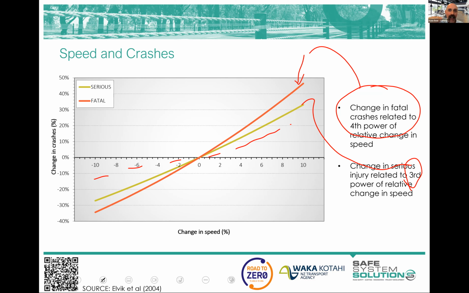So if you can bring speeds down, speed is just amazingly influential because it reduces the chance of a crash happening. But when crashes happen, it reduces the severity. And you'll notice that in a lot of these graphs we've been showing, there's exponential kick-ups. And if you can bring speeds down a small amount, you're getting massive changes in the outcomes.